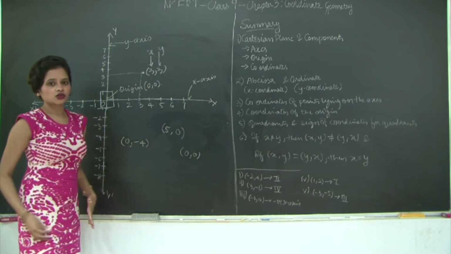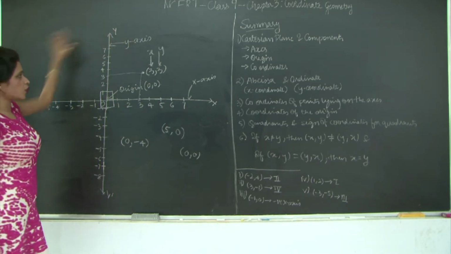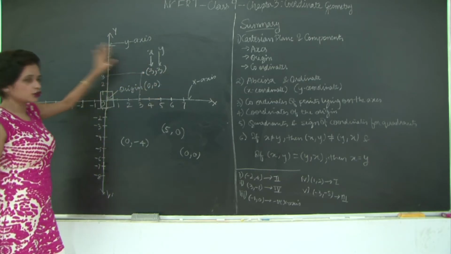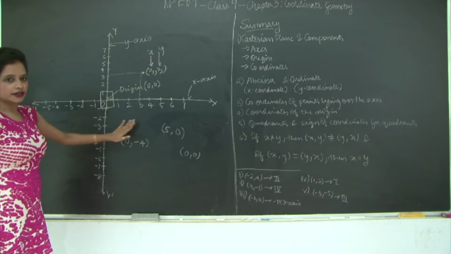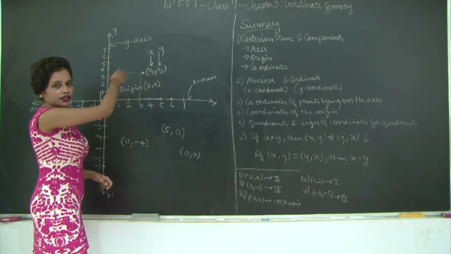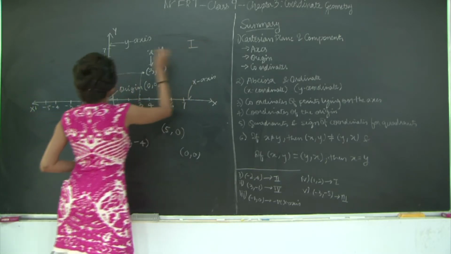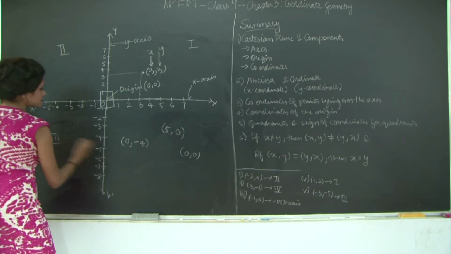Now, quadrants and sign of coordinates for the quadrants. So, first of all, what is a quadrant? If you see that these axes are dividing your plane, suppose this board was your plane paper, your paper is being divided into 4 parts, right? Each of these parts is known as a quadrant. We go about marking the quadrants in anti-clockwise direction. So this is the first quadrant, this is the second quadrant, this is the third quadrant, and this is the fourth quadrant.